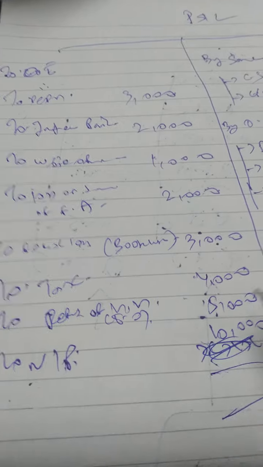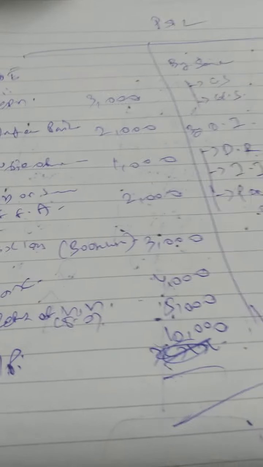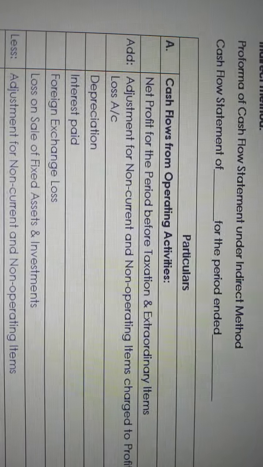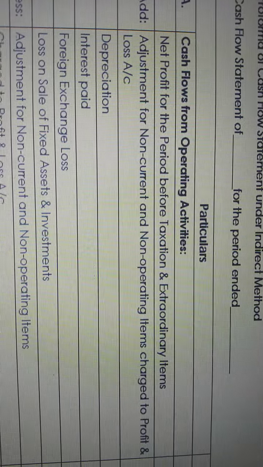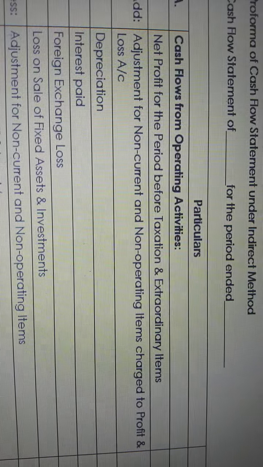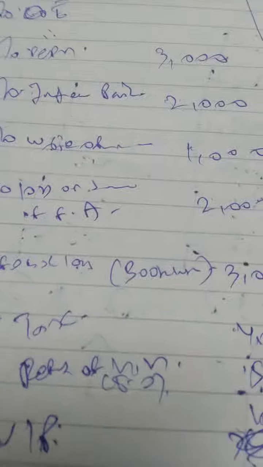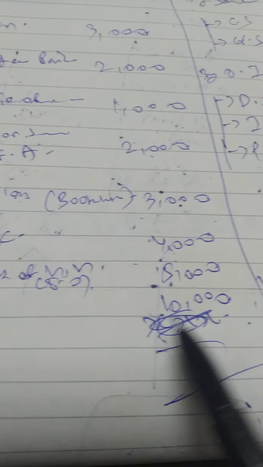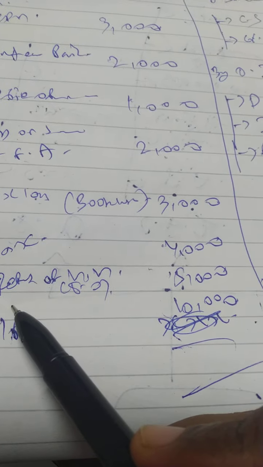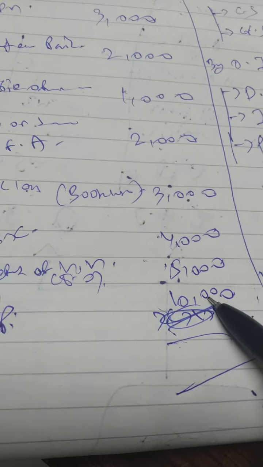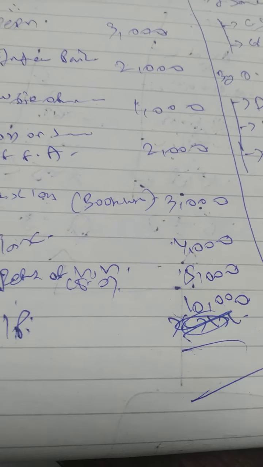Net profit before tax and extraordinary item. That is the question, correct? So what is the format? As per the format, just go through. So net profit for the period before tax and extraordinary item, that is the starting point. How can we start then? As per this format, how much is net profit? Net profit is 10,000, that is after tax and after government grants.